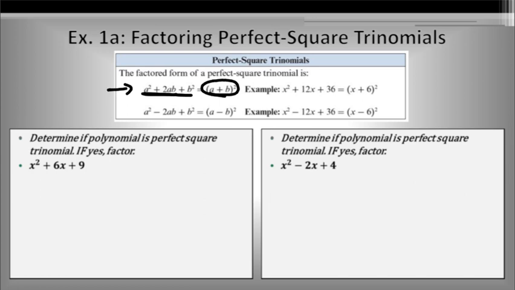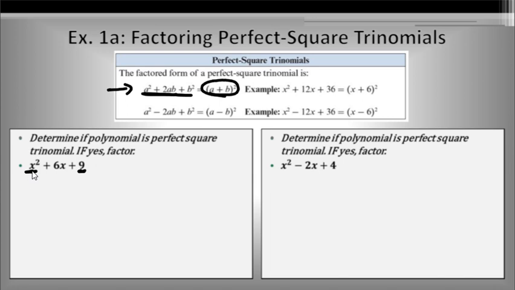To determine if it's a perfect square trinomial, the first step is to check to see that the first term and the last term are perfect squares. Because this is x squared, I know that x times x is a perfect square. So I know that x squared is a perfect square term, and then does the square root of 9 give me an integer? Yes, it gives me 3.